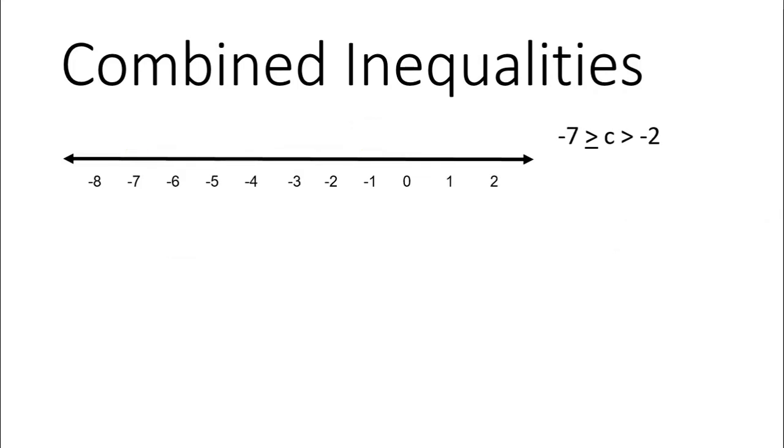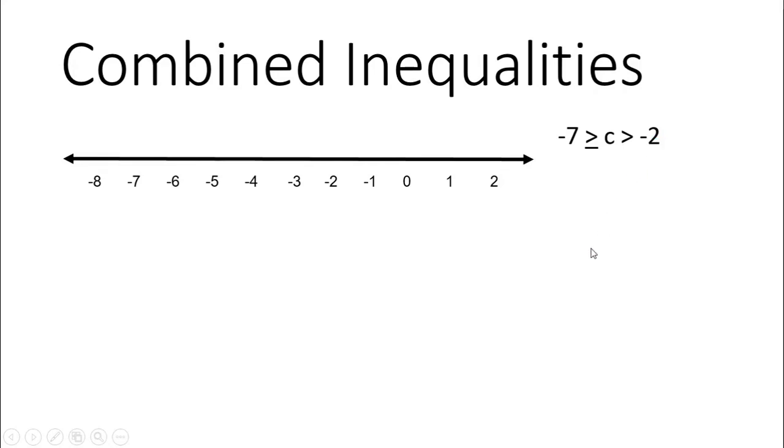Here's another combined inequality, and this is where it gets really interesting. Notice again that my inequality is not quite in the right format. I do have my numbers going from smallest to biggest. -7 is smaller than -2. However, look at my symbols. It looks like -7 is on the bigger side of this inequality, so C is less than -7. And C is on the bigger side of this inequality, so C is greater than -2.